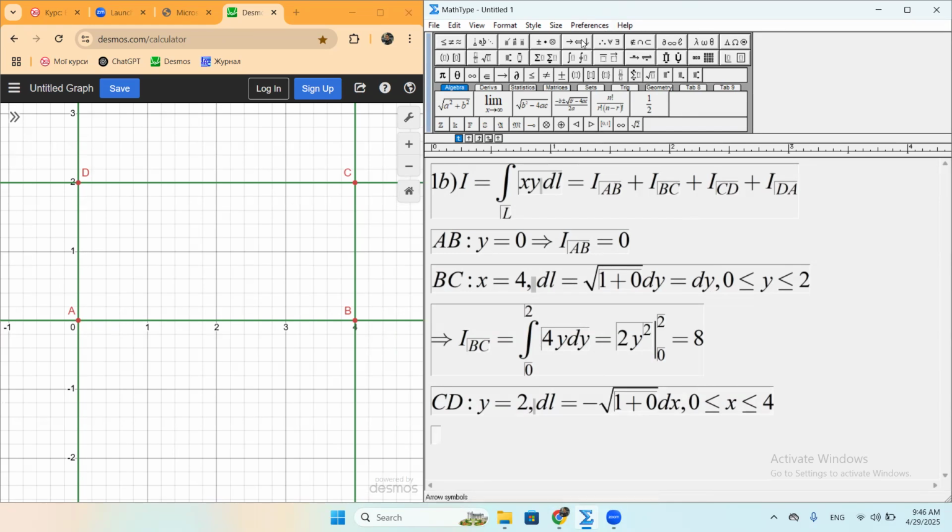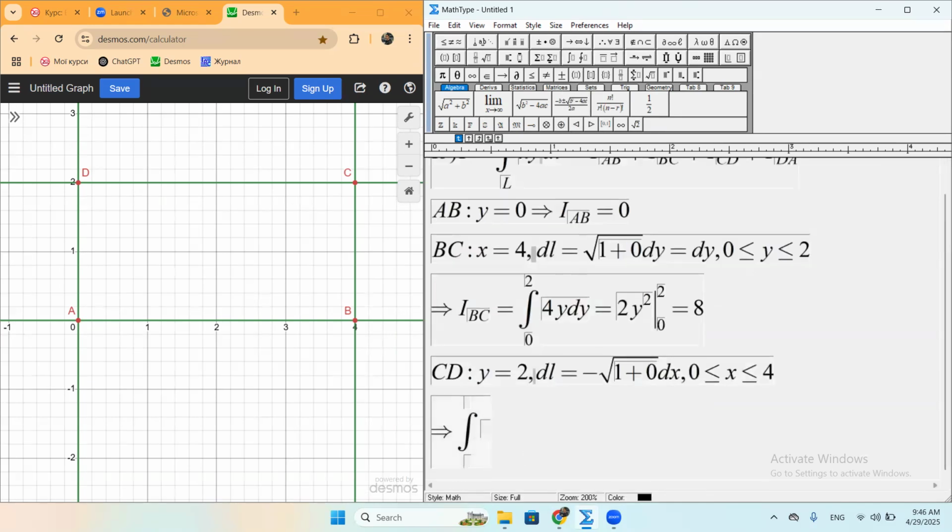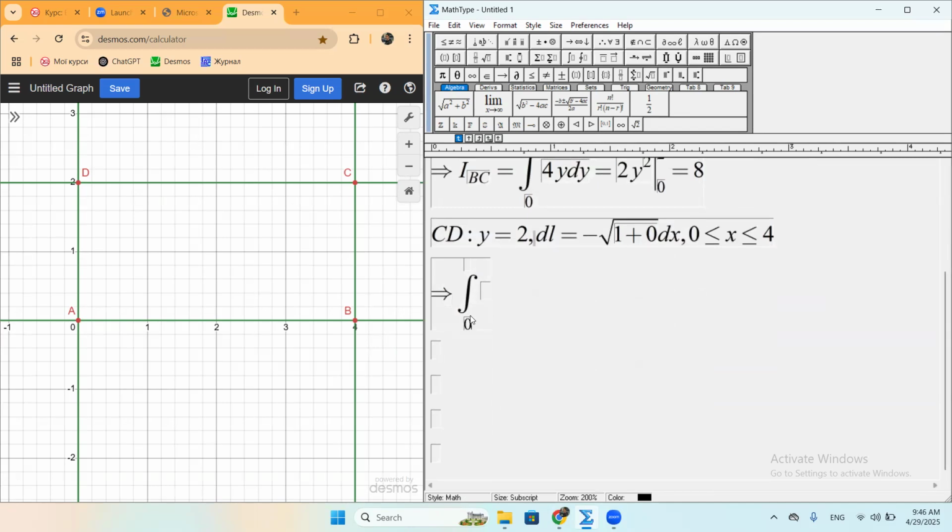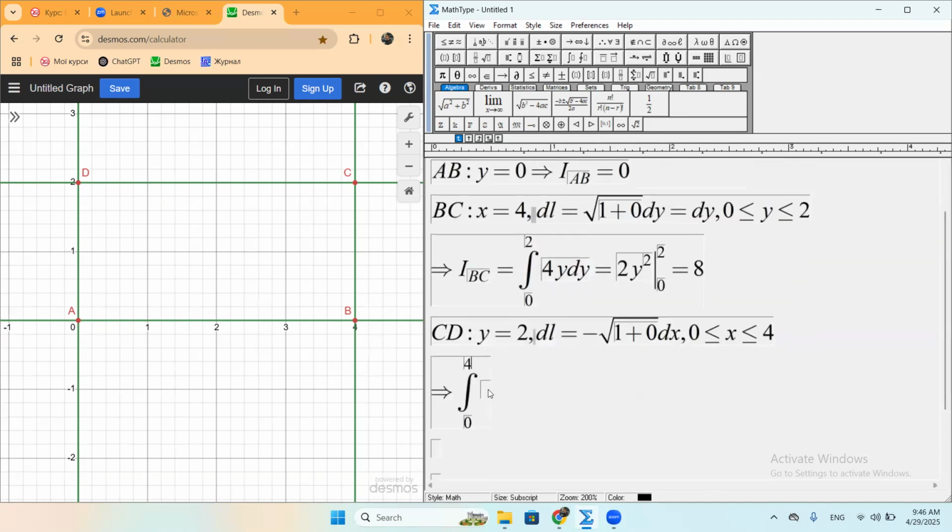And the integral will be the following. So what do we have here? From 0 to 4 of x minus the integral, by the way, from 4 to 0, because we integrate from C to D, of 2x dx. And now let's write down more convenient limits of integration.